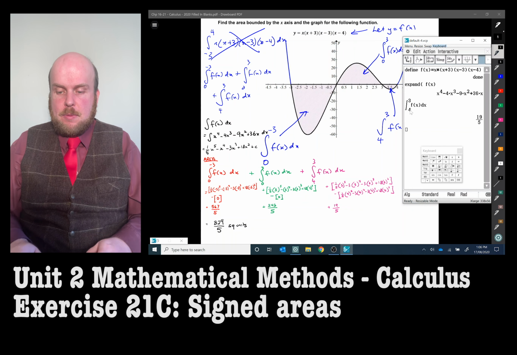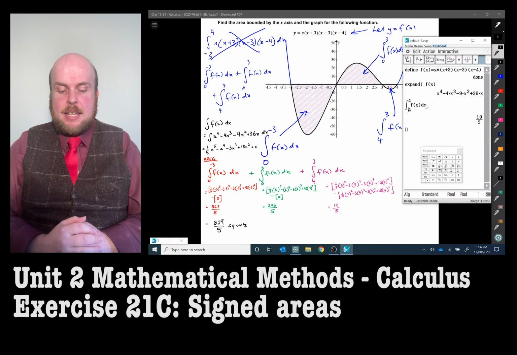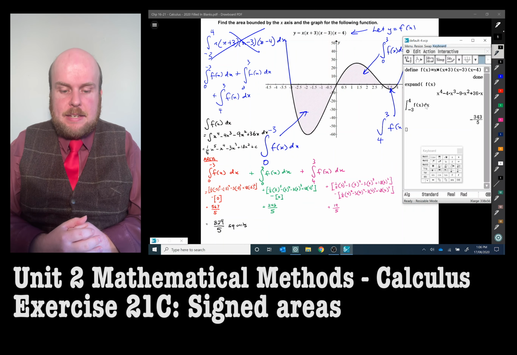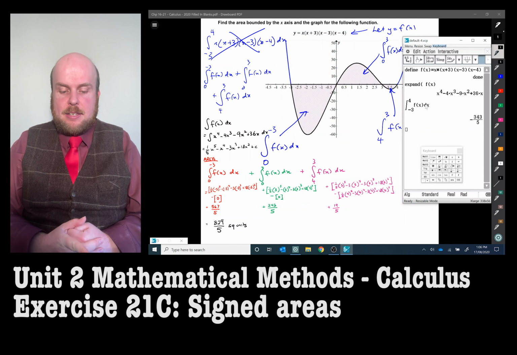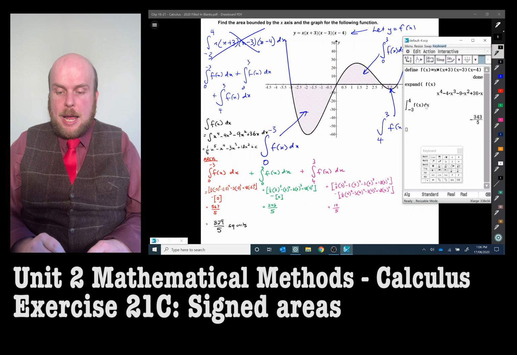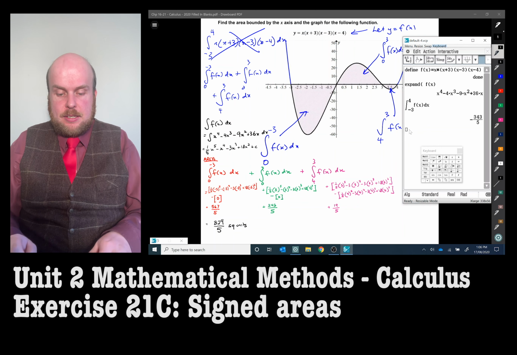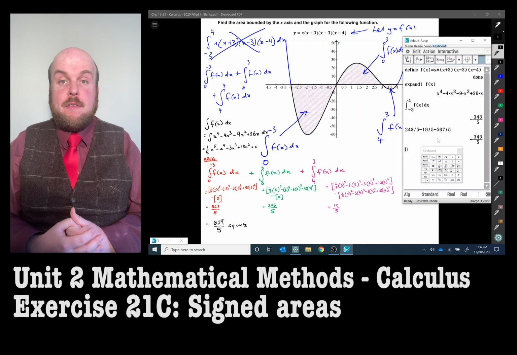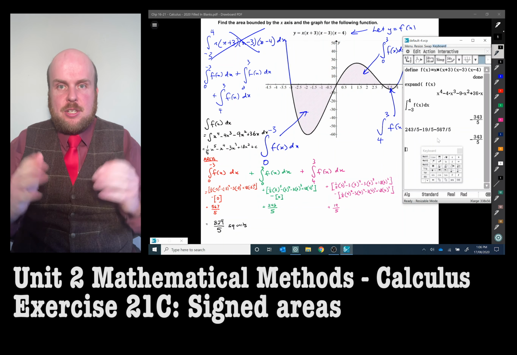So let's see what happens when we put 4 and then -3. And as you can see, we get an answer of -343 over 5. So it's not even the negative version of that 829 over 5, because what it's doing is 243 over 5, take away 19 over 5, take away 567 over 5, and we get -343 over 5. So that's why we can't do the entire integration.